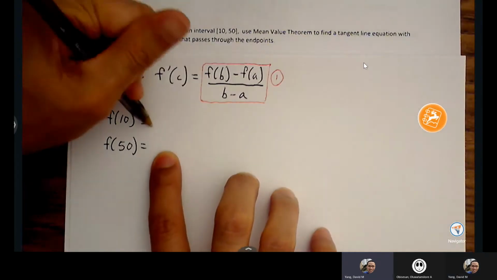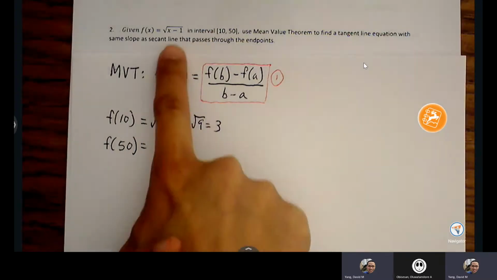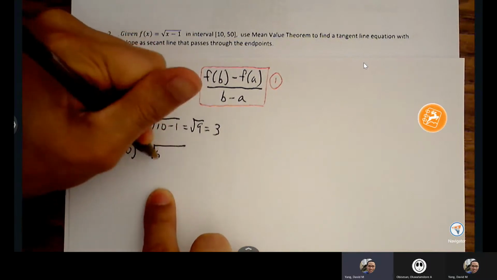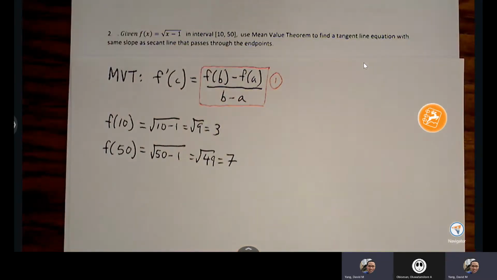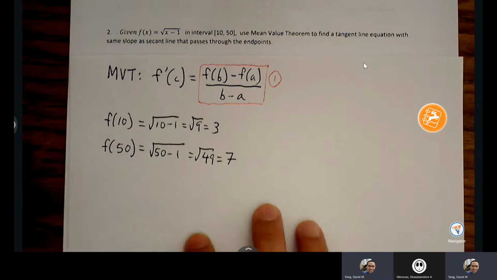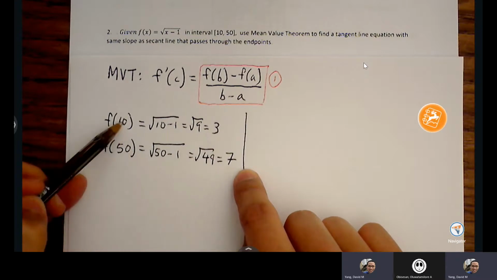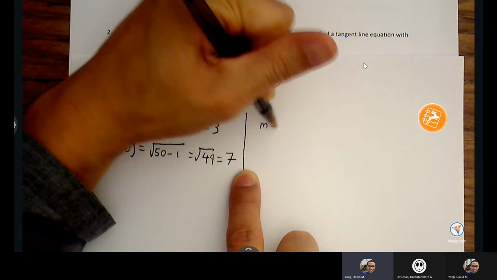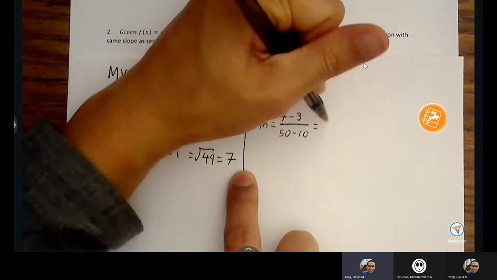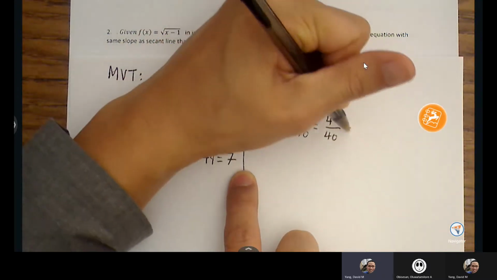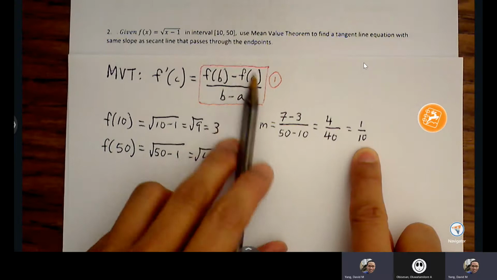Okay, f of 10 is square root of 9, which is 3. To find f of 50, all right, so all this is doing is asking for the slope between the endpoints, change in y over the change in x. Okay, so we have this piece of the puzzle figured out.